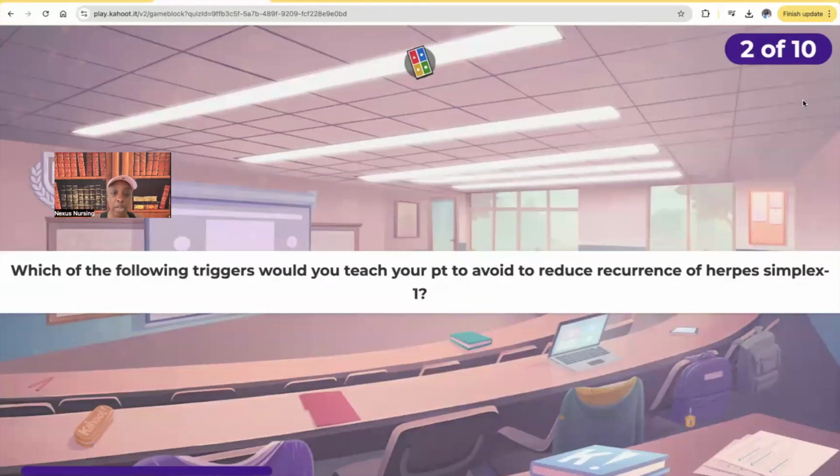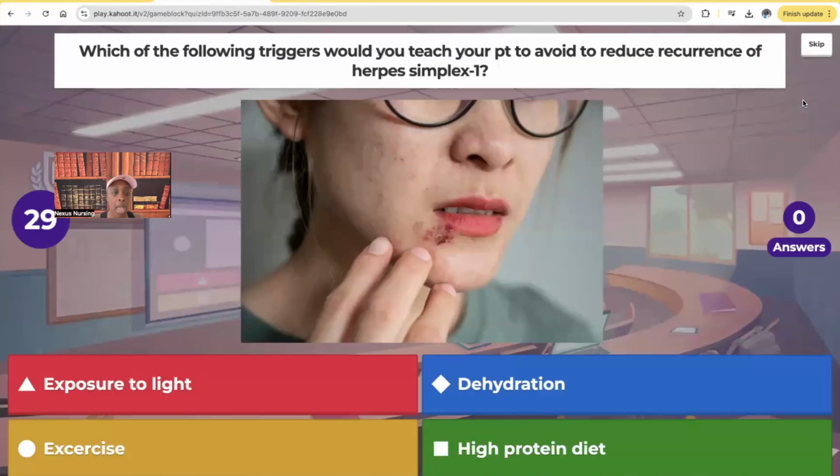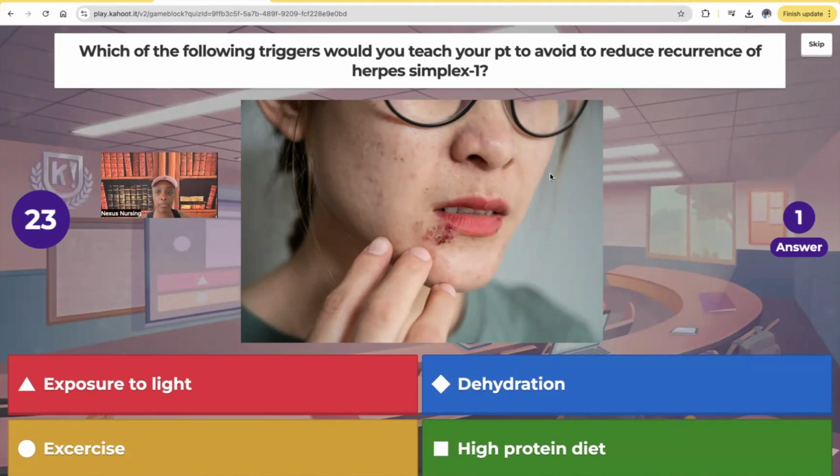Okay, next question. Which of the following triggers would you teach your patient to avoid to reduce the recurrence of herpes simplex type 1? Is it exposure to light, dehydration, exercise, or high protein diet? Which of the following triggers are you going to teach your patient to avoid to reduce the recurrence of herpes simplex 1?